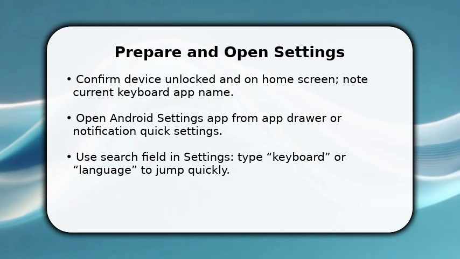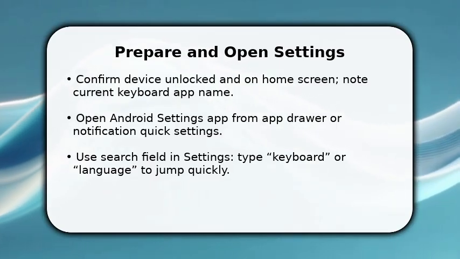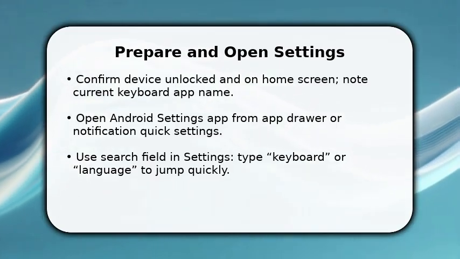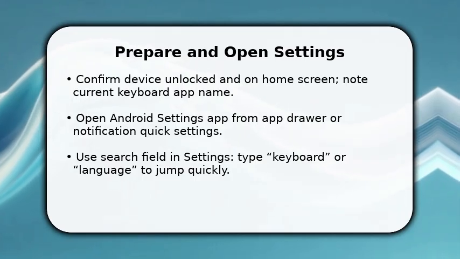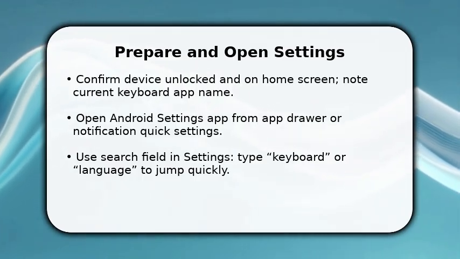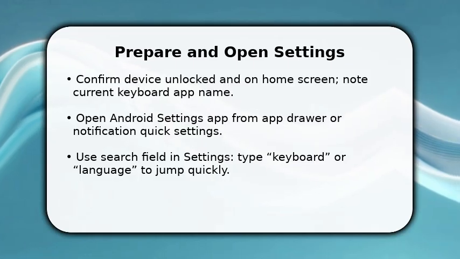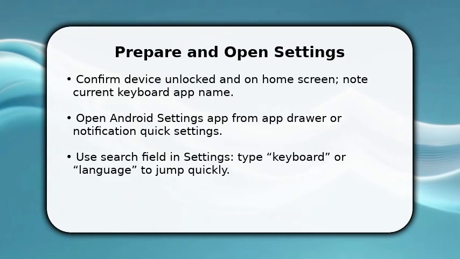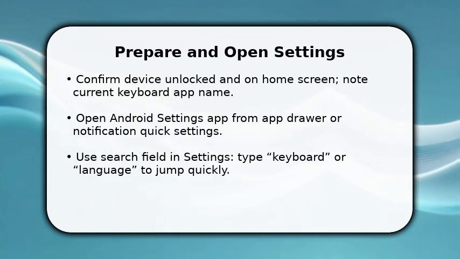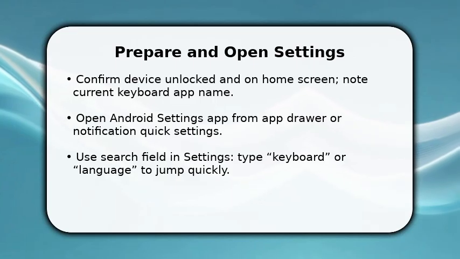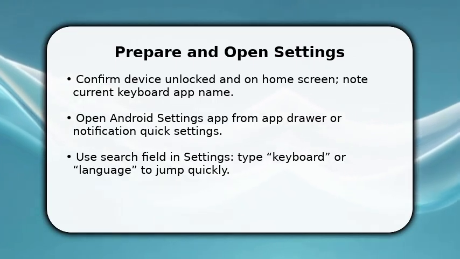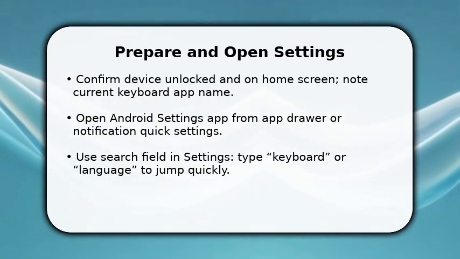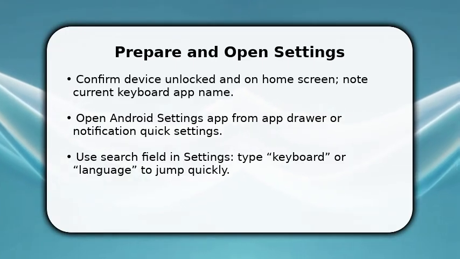You start by making sure your device is unlocked and you know which keyboard app you use. This speeds choices later. Open Settings directly from the app drawer or swipe down and tap the gear icon. Once there, use the top search box and enter keywords like keyboard or language. This takes you straight to input options, so you don't dig through menus. Doing this first saves time and prevents accidental changes to unrelated system settings.